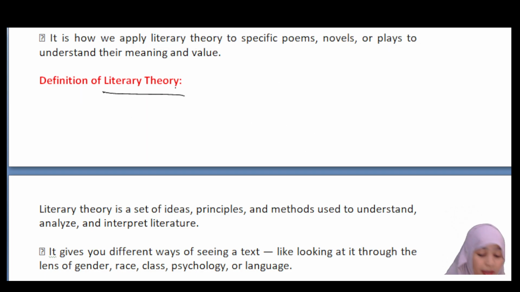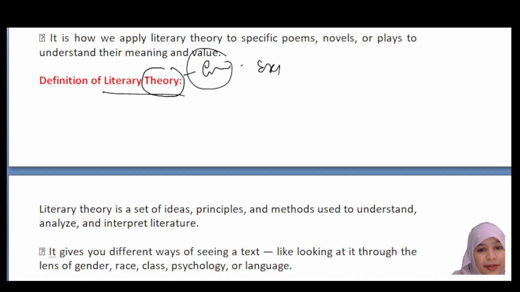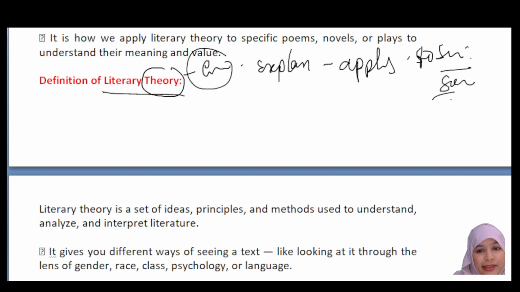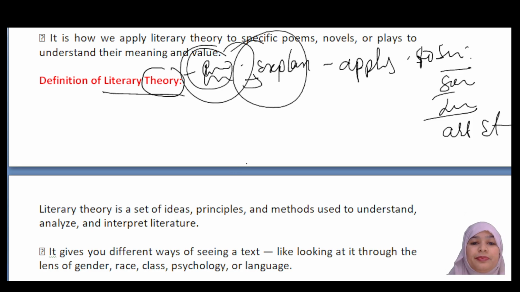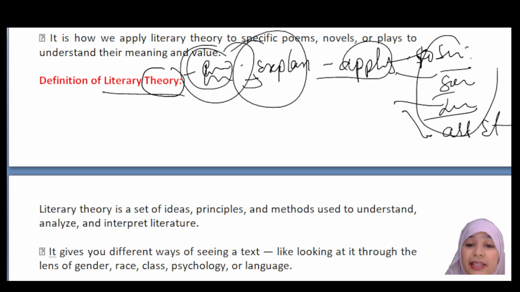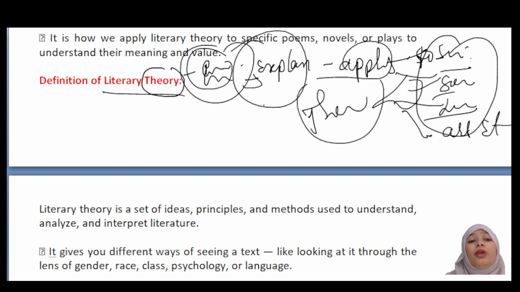What about literary theory? Theory means, according to a general idea, to explain by applying to science, society, language, art, etc. Here it is a general term: to explain things by applying science, technology, language and art. By following these steps it is called a theory. Then what about literary theory?